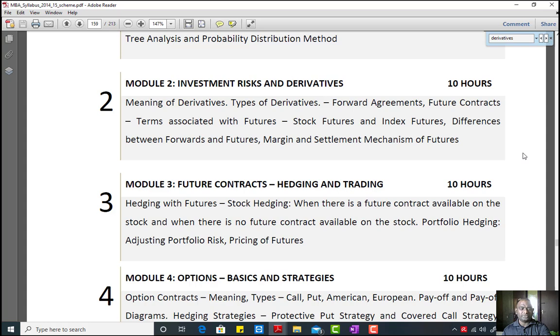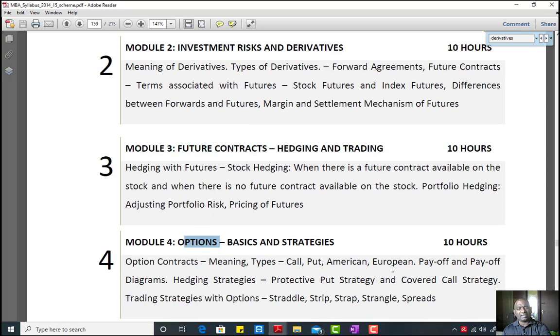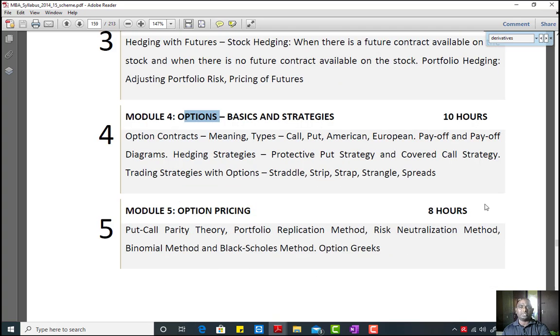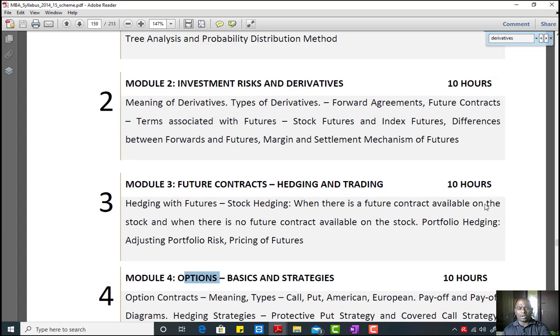So future contracts, it's a pretty simple one. Options, again a theoretical concept. Only valuation is a problem-related concept. So we will take up one by one and we will try to understand. I think fairly I have completed my syllabus and question paper.